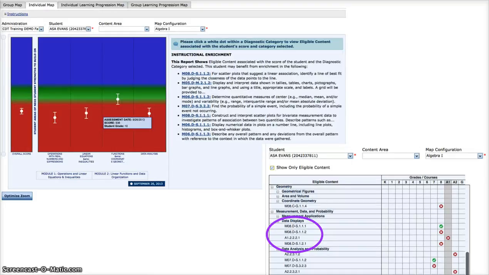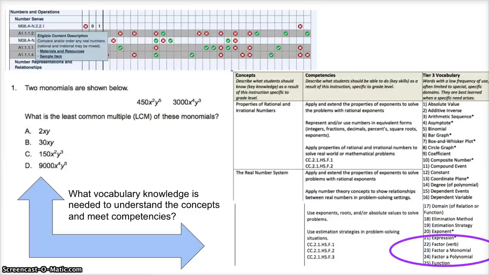I can then go into the CDT, and this is an individual map as well as an individual learning progression, and look to see that the student was answering questions correctly at the 5th, 6th, 7th, and even 8th grade level. And in the individual learning progression, the only question they answered right in analysis was at the 8th grade level. So again, I'm going to open up a sample question, and I'm going to consider what vocabulary knowledge is needed to understand the concepts and competencies aligned to data analysis at even the 8th grade level or Algebra 1.